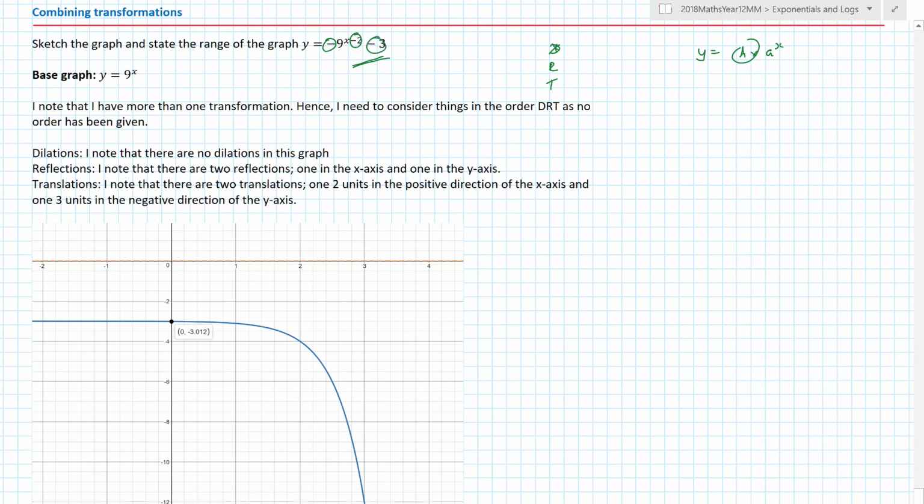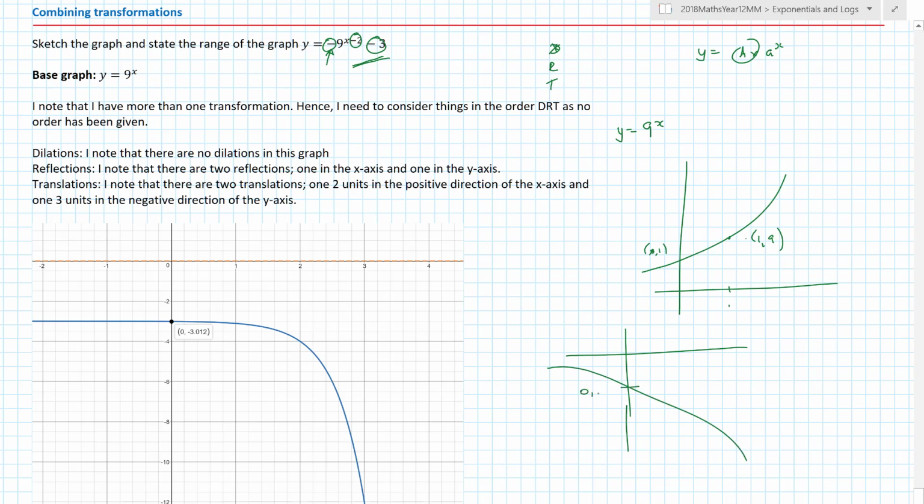So what is my base graph? Well, my base graph is y equals 9 to the power of x. Very quick sketch. Goes through 0, 1. 1, 9. So that's my base sketch. So what do I do now? I'm reflecting. So that minus sign tells me to reflect in the x-axis. So let's just not draw that one there. Let's draw this one here. So now my graph is going to do something like this. So it's going to be 0, minus 1. And this point here is going to be 1, minus 9. So that's my reflection done.